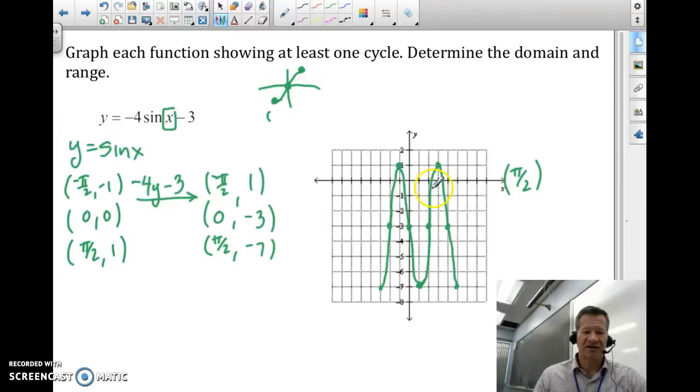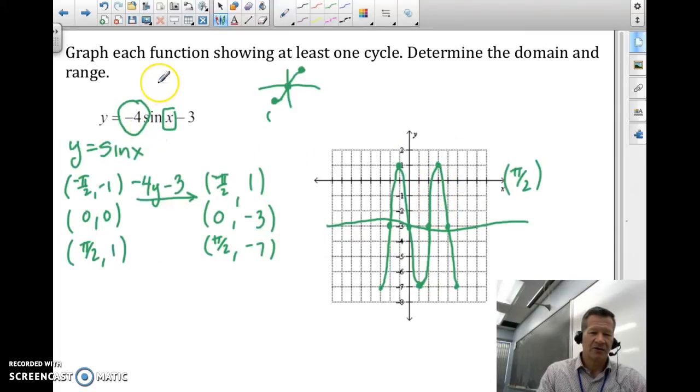So it's kind of tall and skinny. Why? Well, it got stretched vertically. The amplitude is now 4. It goes from -7 all the way up to 1. That's a distance of 8. But from the equilibrium, which would be, oh boy, right about there, that amplitude is 4. Yeesh. What happened to the period?